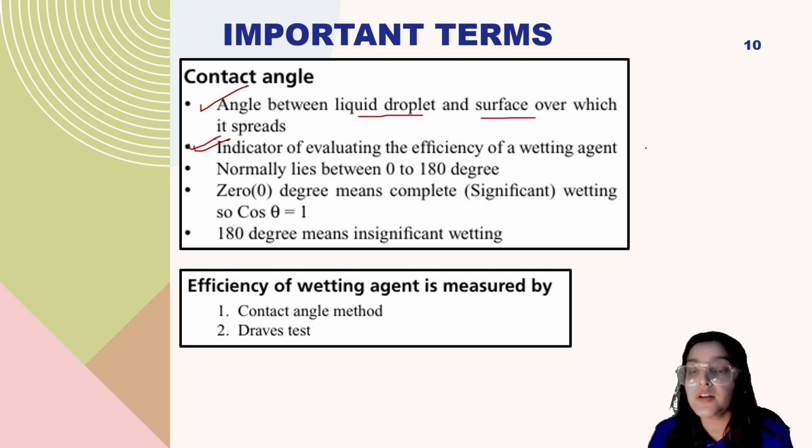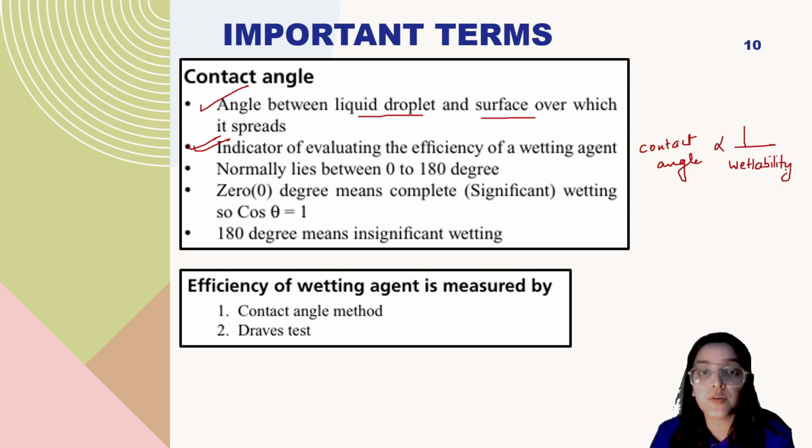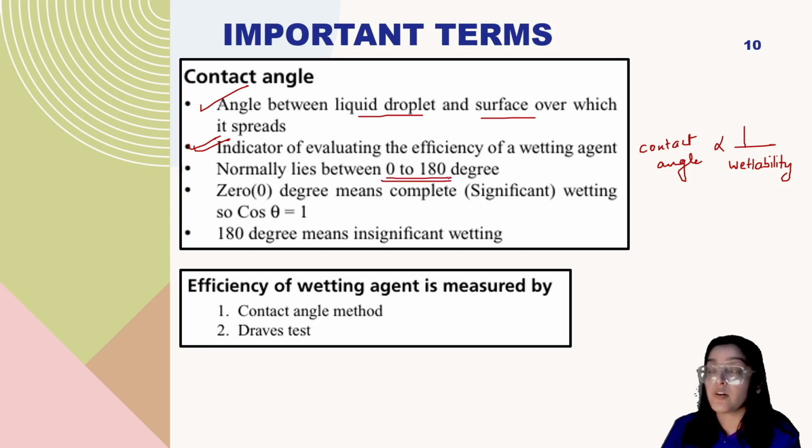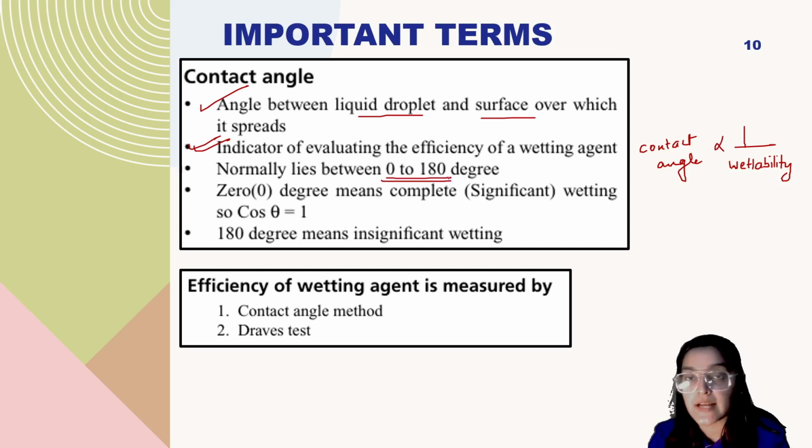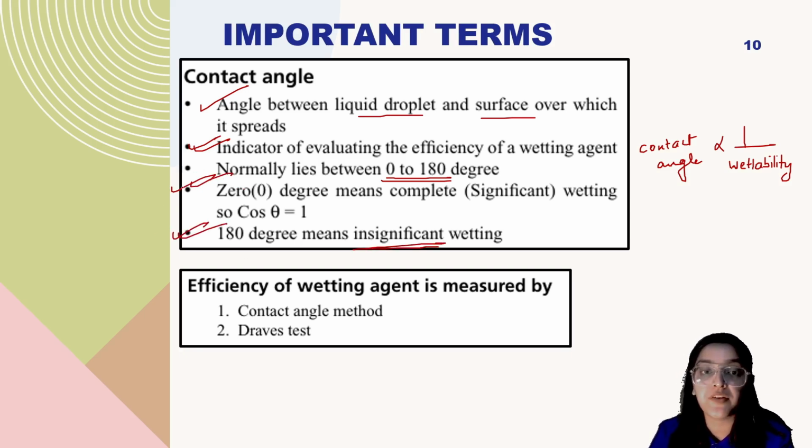As I have mentioned, contact angle is inversely proportional to the wettability. Okay students, it generally lies between 0 and 180 degrees. I have already mentioned, if the angle of contact is 0, there will be complete wetting. If it is greater than 90, up to 180, there will be no wetting at all. Here it is mentioned: 0 means complete wetting, and 180 means insignificant wetting. Very important from your exam point of view.